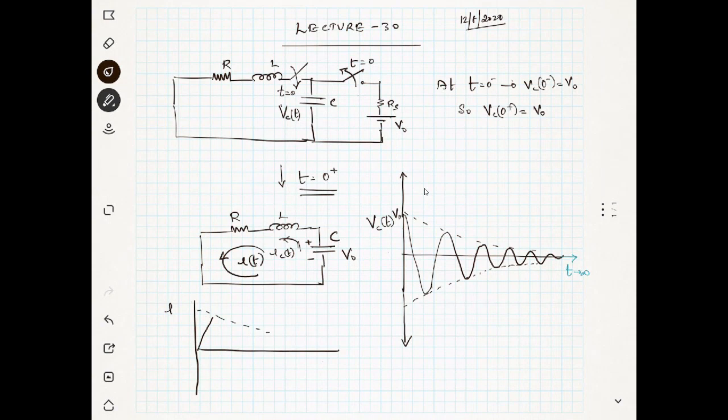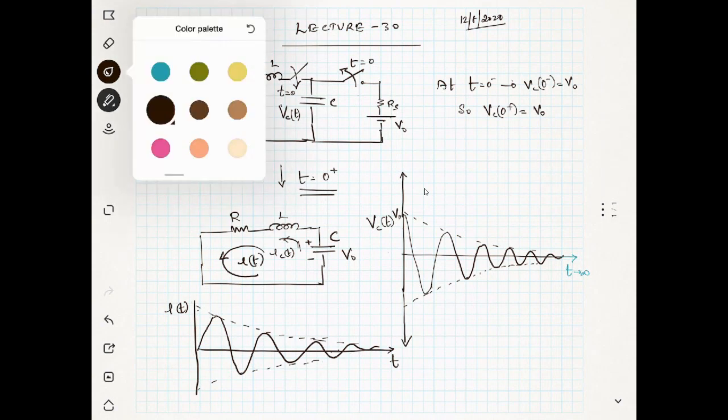It will be like this, exponentially. The current will also decay like this, as shown. You can see it will be going like this. It will be decaying. I hope it is clear. This will be the waveform. This is i of t.